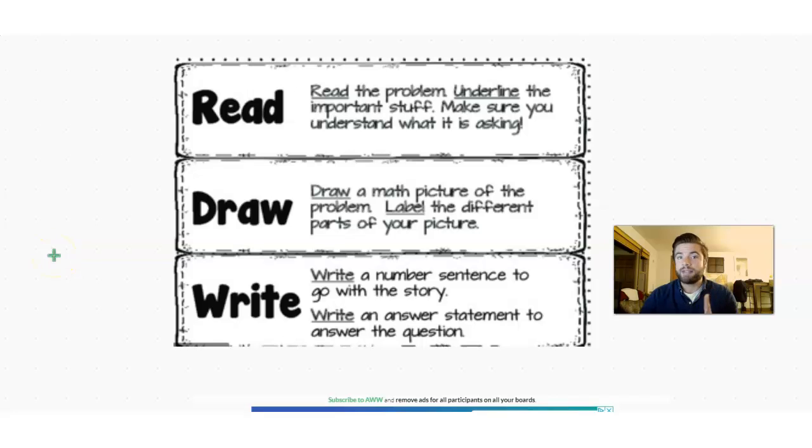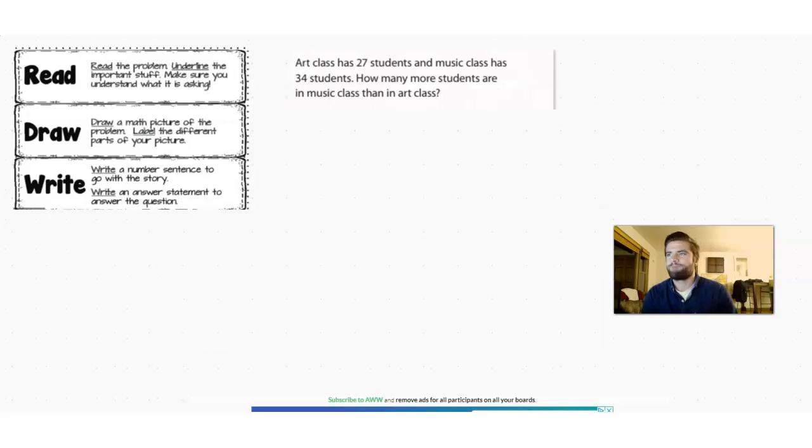Let's start with a one-step word problem before we go to two-step word problems. Let's try out our RDW strategy now. Okay, so here's our first math problem today. And it says, the art class has 27 students, and the music class has 34 students. How many more students are in music class than in art class?